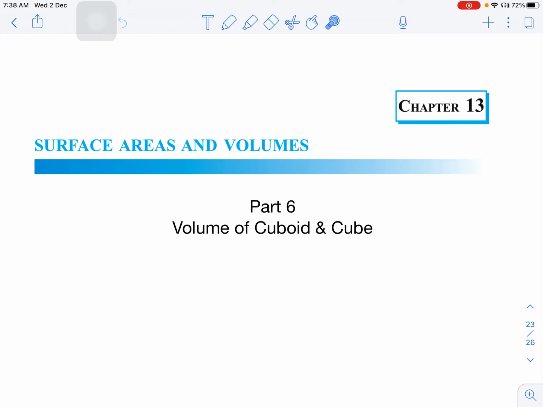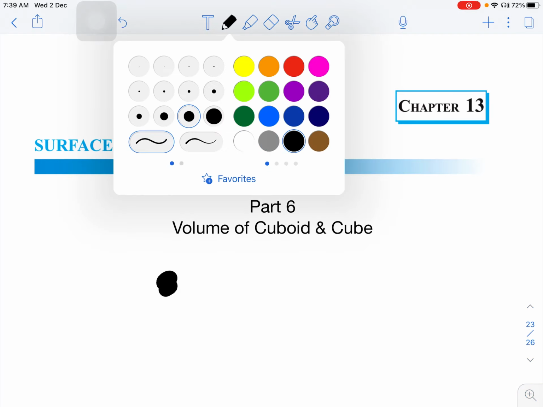In the previous part we have learned about how to find the curved surface area and total surface area of different solid figures. Now today we are going to learn how to find the volume. So before learning how to find the volume, let us understand what is the meaning of a volume. Volume is nothing but the space occupied by an object.